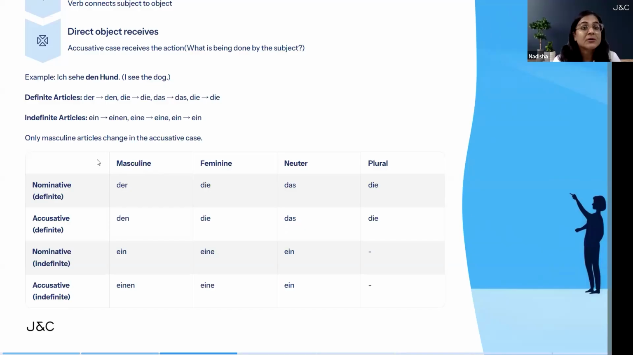Okay. For the definite article, it is den, die, das, die. For the indefinite article, it is einen, eine, ein. Okay. Nominative is ein, eine, ein, but accusative is einen, eine, ein. Here also masculine is changing to einen. Rest everything is the same. For plural, we don't put anything because plural is always more than one. So there is no indefinite article for plural in any case.